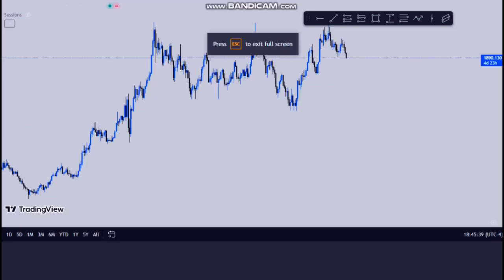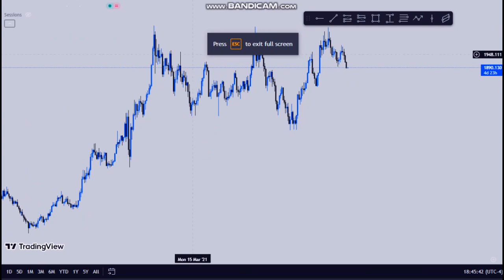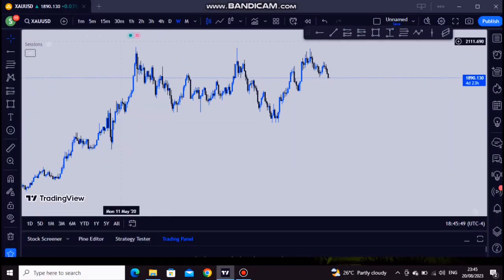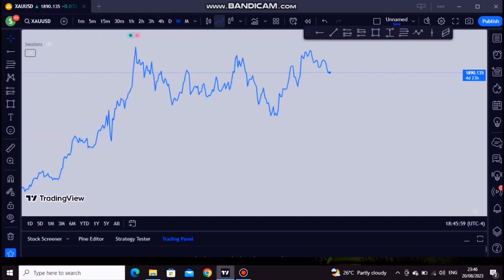So on the weekly we're going to be drawing our support and resistance areas. We're going to be drawing our key levels here. If you're a new trader or you don't know how to identify the support and resistance areas easily, I recommend you use a line chart like this.